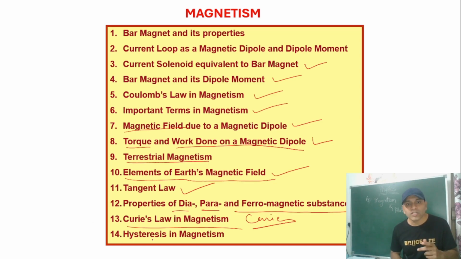Then the 14th is the hysteresis in magnetism that we are going to discuss. The hysteresis is a kind of loop. It's a loop, when we give the magnetism to a matter and then take out the magnetism, the path is not going to be the same. That path or loop is called hysteresis in magnetism. We will see that in the next video.